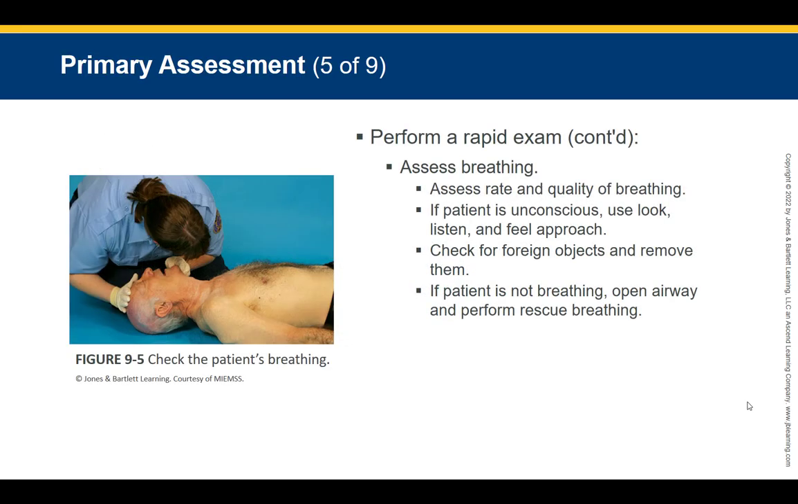Because now I'm on to breathing. I've got to assess the rate, how fast. Is it deep? Is it shallow? Is it regular? Is it irregular? And if the patient's unconscious, I can look at it and listen to them as I'm approaching, right? I'm checking for foreign objects and removing them if I find that there's a problem. If the patient's not breathing and they have the airway open, it's time to breathe for them. Does that make sense?